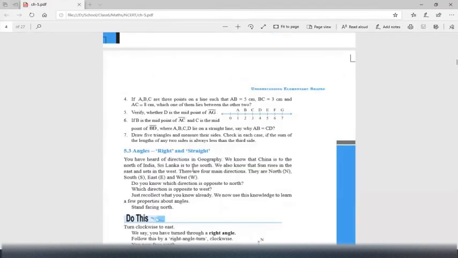So 4 says if A, B, C are 3 points on a line such that AB equal to 5 centimeter, BC equal to 3 centimeter and AC equal to 8 centimeter, which one of them lies between the other two? It is saying AB. No problem. Suppose this is A and this is B. Suppose it is 5 centimeter. AB is 5 centimeter and BC is 3 centimeter.